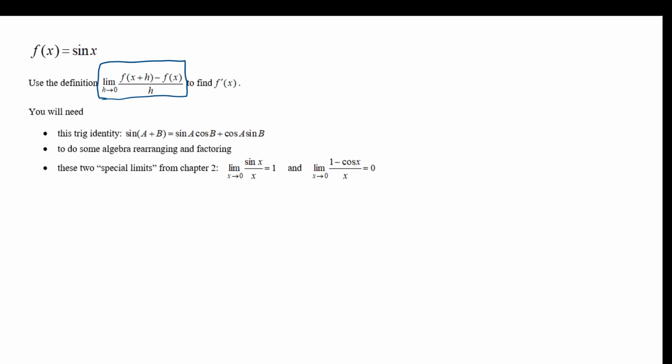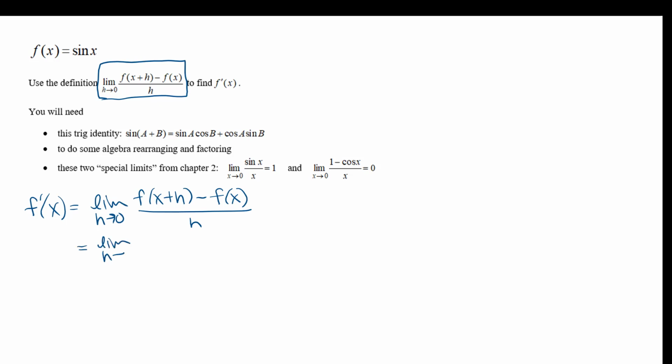Okay, so for our function sine of x, our derivative, our f prime of x, is going to be, I'm just going to write down the limit here. Limit as h approaches 0, f of x plus h, all over h. This should be familiar. We've been doing this for a while. Okay, and then we're going to do that with the sine function. So I'm going to put x plus h inside the sine function in place of the input, and then minus the original function all over h.